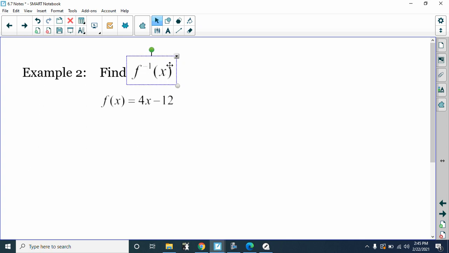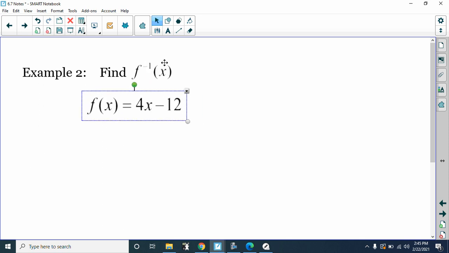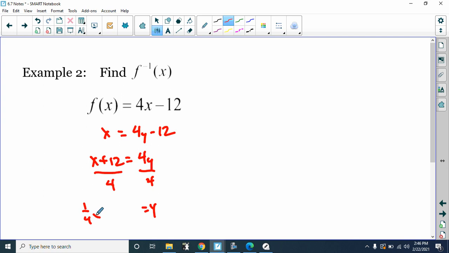First thing, make sure you understand that this notation means the inverse of f of x. That's not taking f of x and moving it down to the bottom because it has a negative exponent. This is looking for the inverse of f of x. To find the inverse, we switch x and y. F of x is the same thing as a y. So we have x equals 4y minus 12. Add 12 to both sides. Divide both sides by 4. X divided by 4 plus 12 divided by 4. So f inverse of x is equal to 1/4 x plus 3.